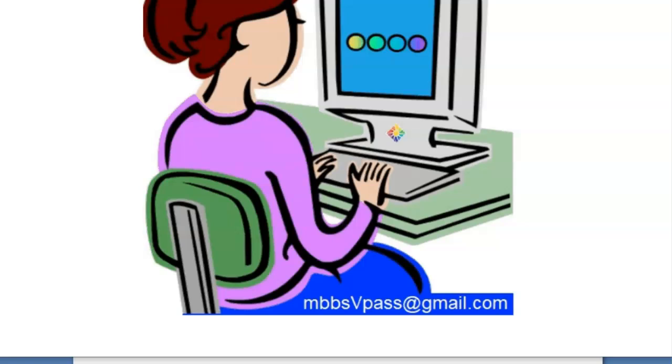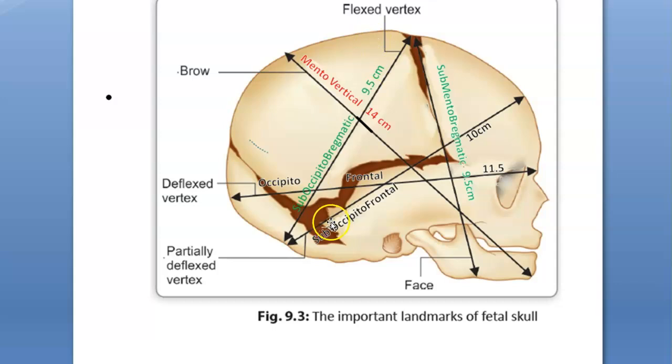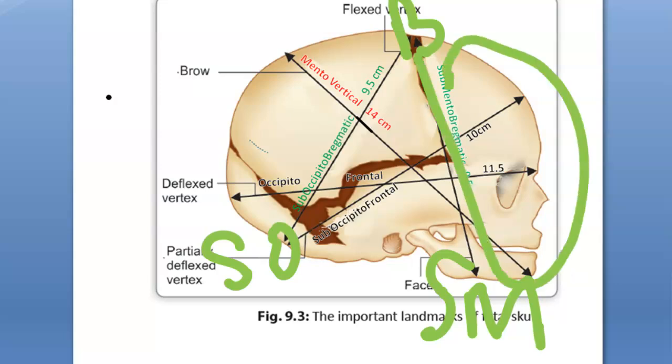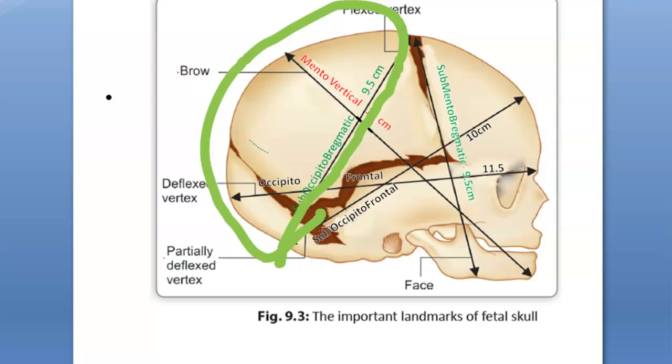Super, people, you have already learned three diameters, the three 9.5s. Suboccipitobregmatic is the first thing you have to tell, because it's the most common. Suboccipitobregmatic 9.5 is the most common. You will see it in cephalic presentation with the vertex as presenting part. Then submentobregmatic, you will see in face presentation. Face is the presenting part. In suboccipitobregmatic, the presenting part is the vertex, right? This is the diameter that's trying to come out.